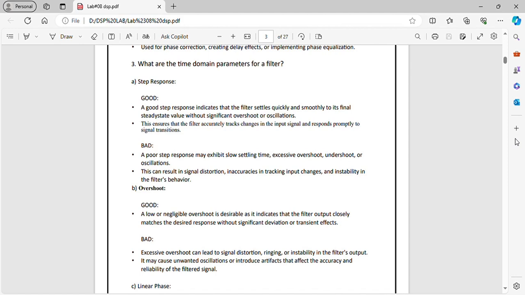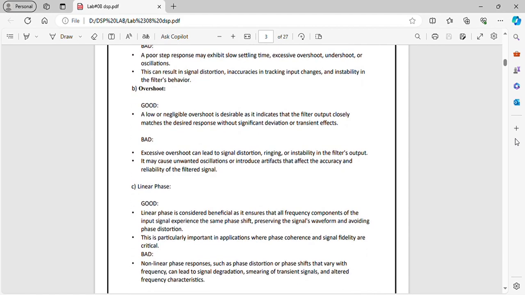For overshoot, the good point: a low or negligible overshoot is desirable as it indicates that the filter output closely matches the desired response without significant deviation or transient effect. For the bad point, excessive overshoot can lead to signal distortion, ringing, or instability in the filter's output. It may cause unwanted oscillations or introduce artifacts that affect the accuracy and reliability of the filtered signal.